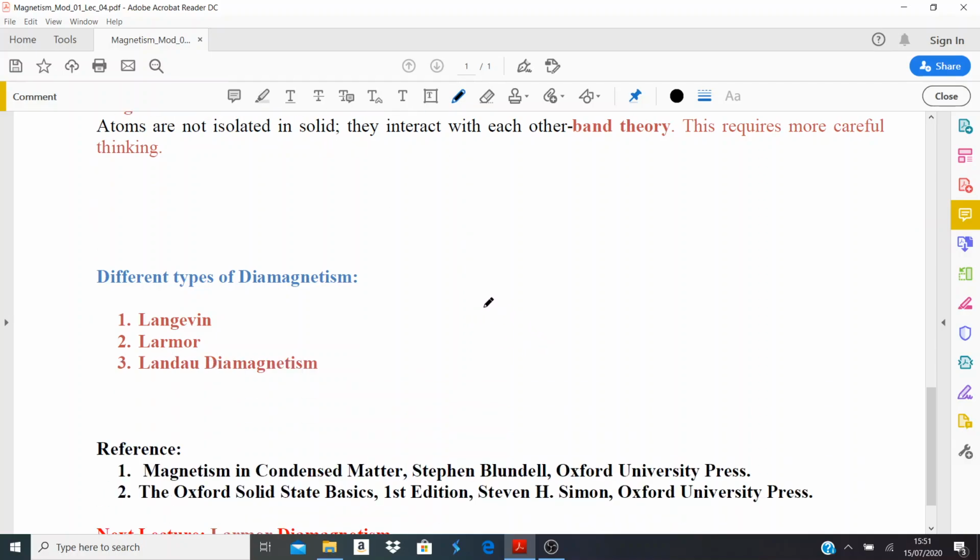Also, before I end this lecture, I just want to mention some of the different types of diamagnetism that exist in the literature. One is due to Langevin, another is Larmor diamagnetism, and there is also a variant called Landau diamagnetism, but the Landau one requires a very advanced formalism in quantum mechanics. So this is outside the scope of this course, but we will definitely be talking about the Langevin model and the Larmor diamagnetism in a solid or in an atom, right?